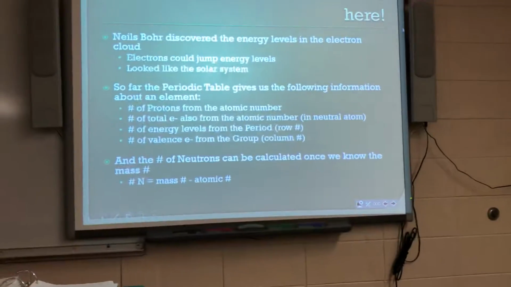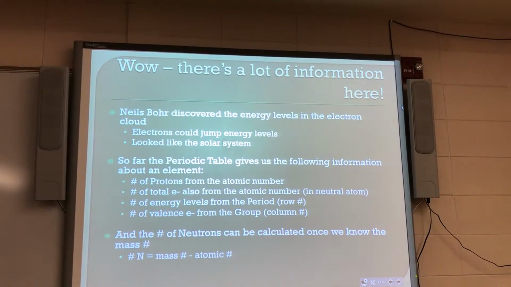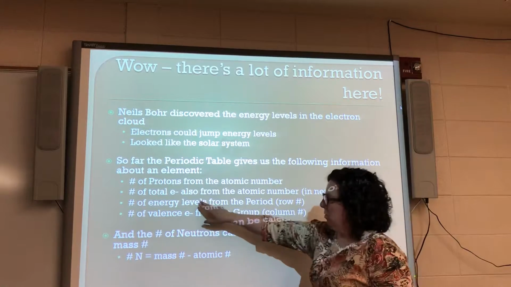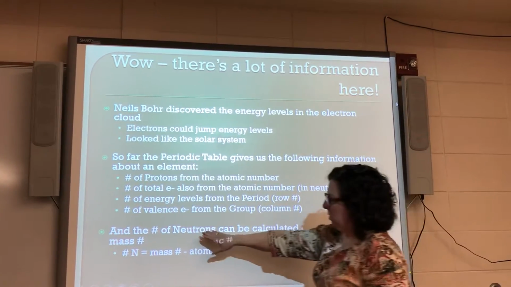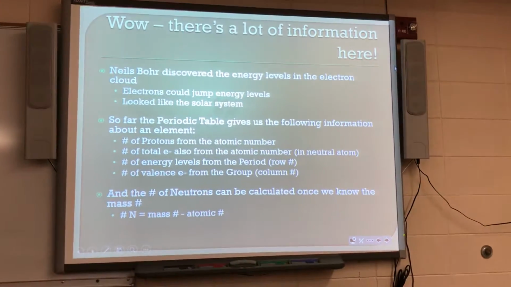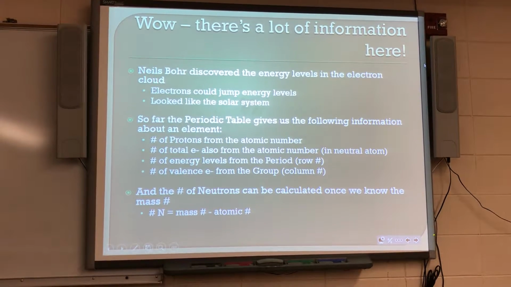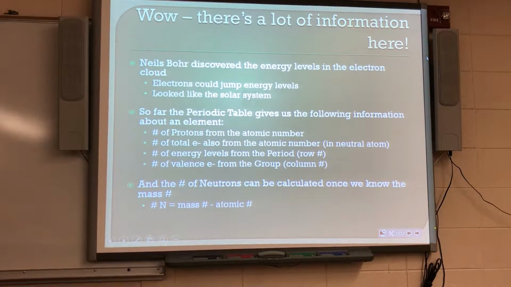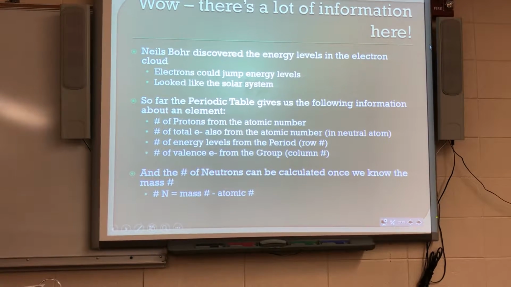So on your notes, the last thing we have to write down after we had finished putting all of the stuff about your energy levels and your valence electron is that reminder that when you want to know the number of neutrons, the way you get that is by taking the mass number and subtracting from it the atomic number.